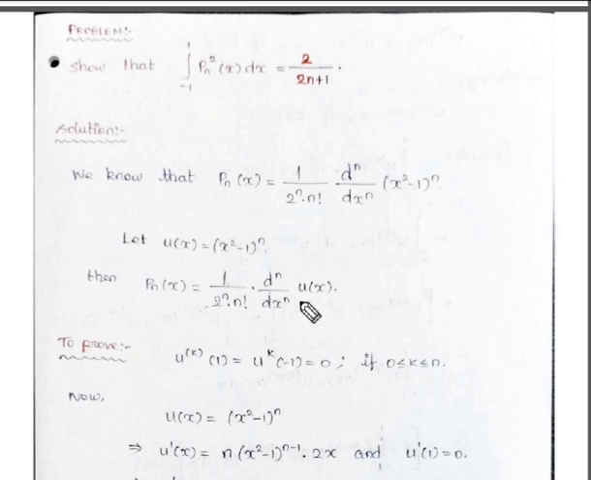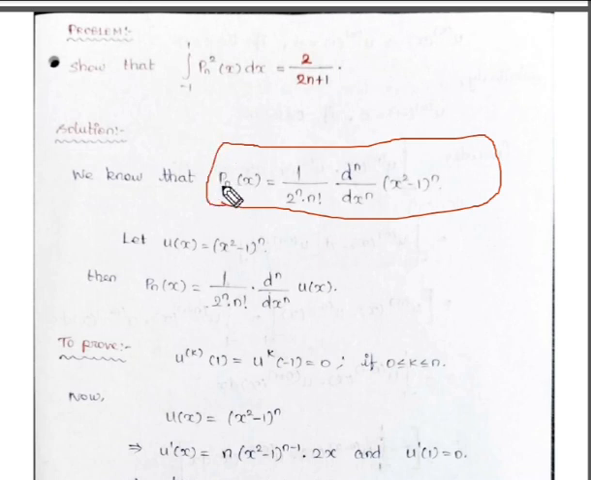First, we know the formula for the nth Legendre polynomial: Pn of x equal to 1 by 2 power n into n factorial, d power n by dx power n of (x square minus 1) whole power n. In this formula we consider (x square minus 1) whole power n equal to u of x. Then the polynomial Pn of x equal to 1 by 2 power n into n factorial, d power n by dx power n of u of x.